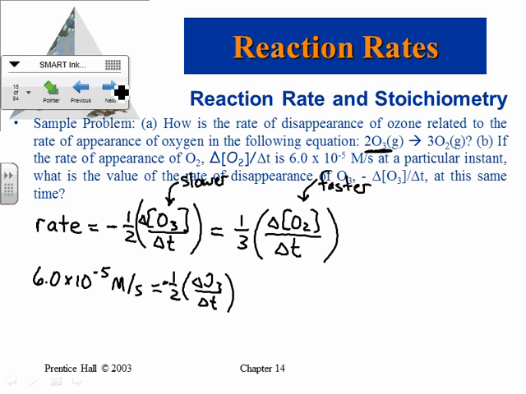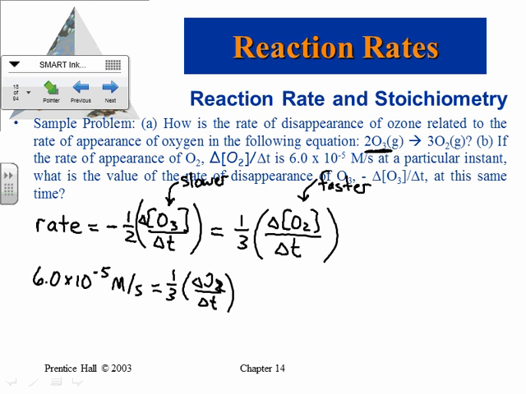Okay, so they're wanting to know what's the value of the rate of, oh wait a second, I'm sorry, I messed that up. They're telling us the rate of the appearance of the O2, so that's going to be the 1/3. This is O2, not O3. So there's our rate for that, and then our rate for the O3 again is 1/2.